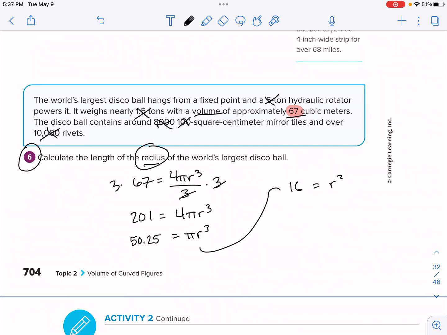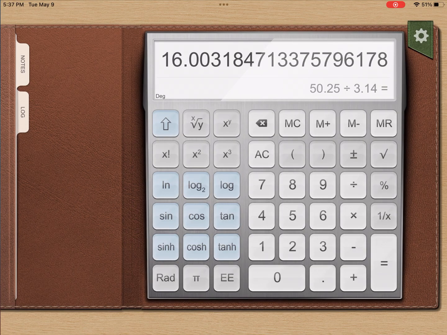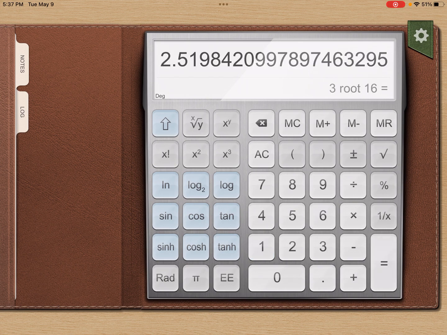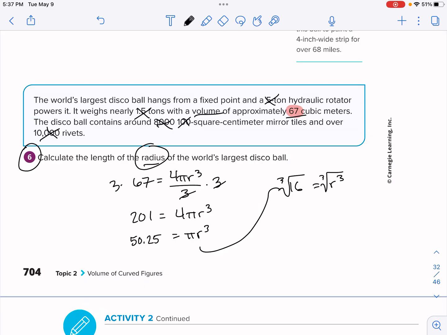Take the cube root of both sides. So what three numbers, if you multiply it together, is equal to 16 approximately? So cube root of 16. 2.5. We'll say it to the tens place. It's about 2.5. We'll say approximately. And this is in terms of radius.